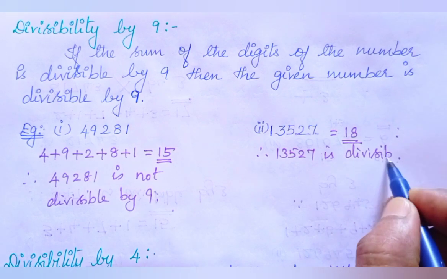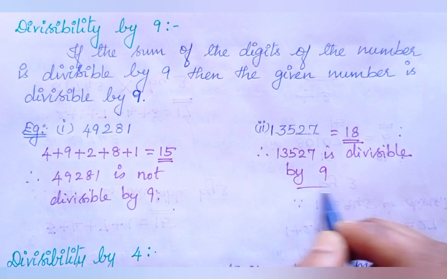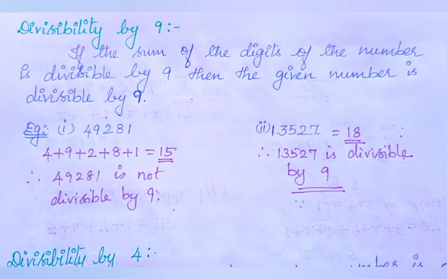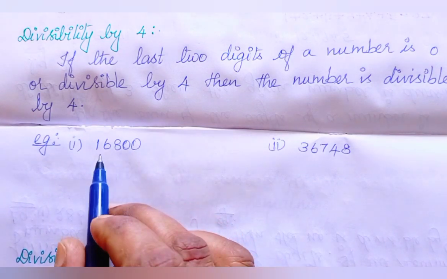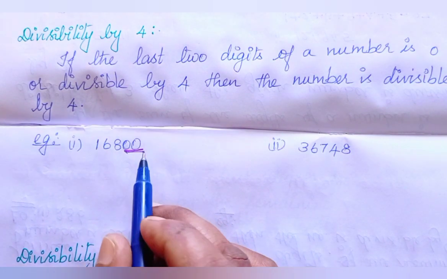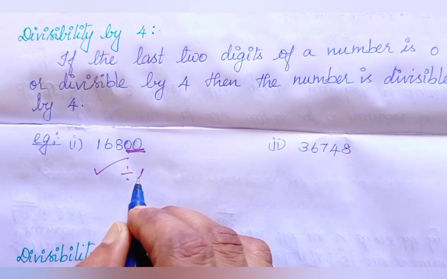So if we add the digits and find the sum, and the sum is divisible by 9, then definitely the given number will be divisible by 9. Here we have the divisibility rule of 4. If the last two digits of a number are 0 or divisible by 4, then the number is divisible by 4. See, for this 16,800, the last two digits are 0. Therefore, definitely this number is divisible by 4.